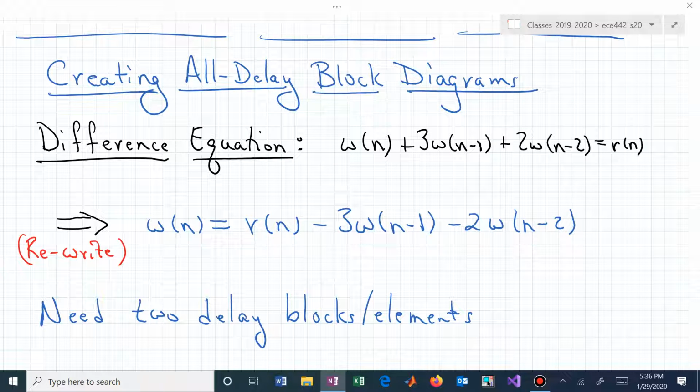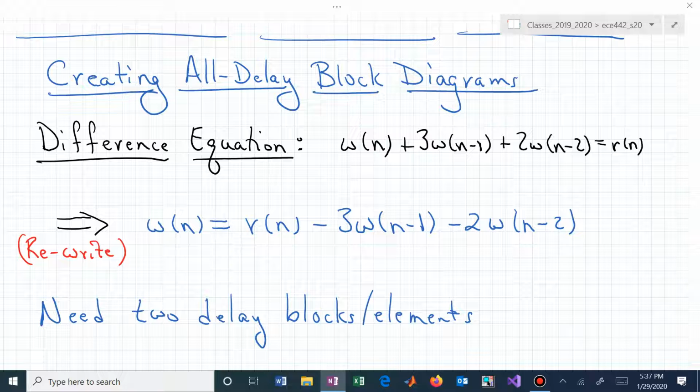That's where we're headed. Now let's step back and go through creating an all delay block diagram from a difference equation. Somebody may hand you a difference equation and ask, can you give me a state space representation for that difference equation? One way to do that is to first put this difference equation into an all delay block diagram, and then it's very automatic to convert that block diagram into a state space representation.